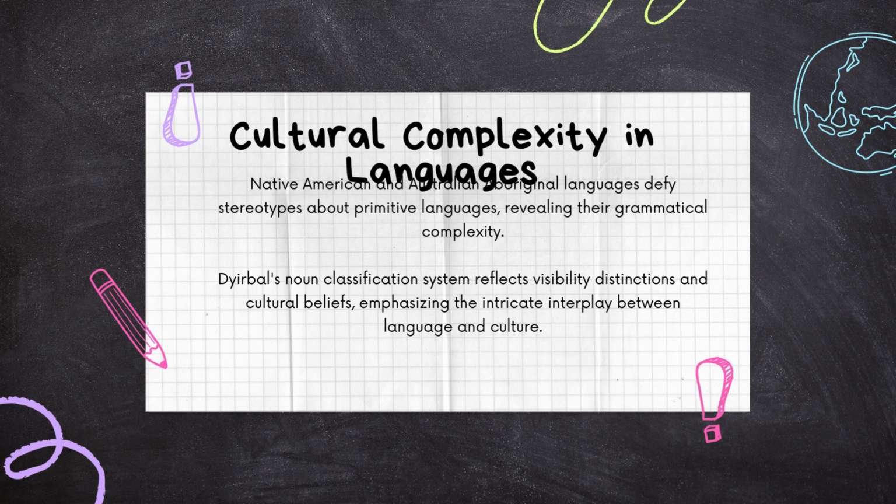Native American and Australian Aboriginal languages defy stereotypes about primitive languages, revealing their grammatical complexity. Rumsey's noun classification system reflects visibility, distinctions, and cultural beliefs, emphasizing the intricate interplay between language and culture.